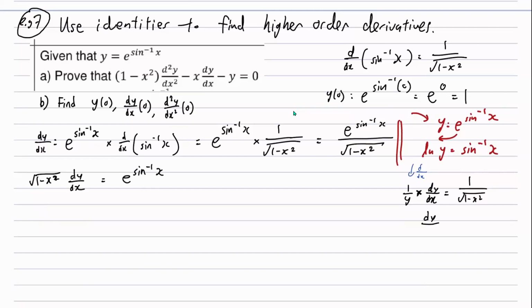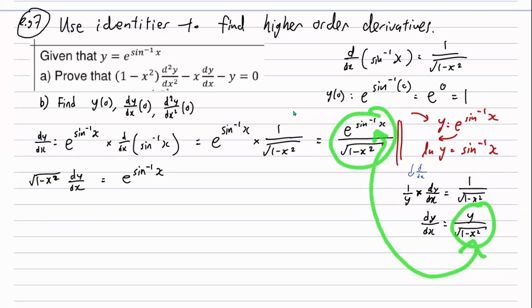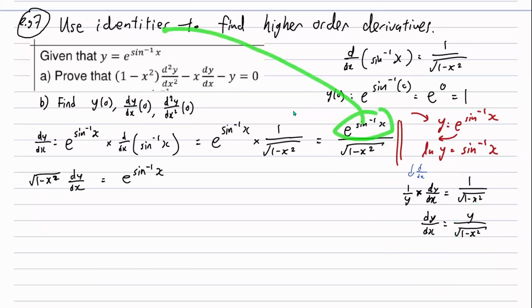Then from there, you can make dy/dx the subject. 1 over y brought over becomes y over square root of 1 minus x squared. So you compare with your previous answer. Can you tell why it's a y at the numerator? Yeah, because e to the sine inverse x is actually equal to y. So this is much better to work with. This is equal to y, so let's just replace this with a y.